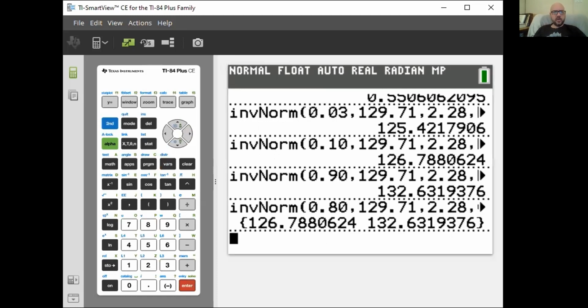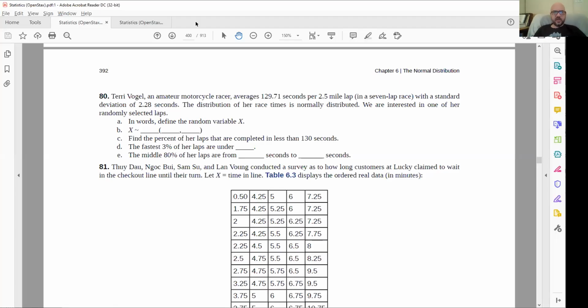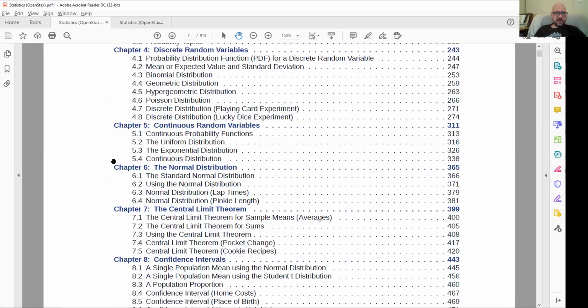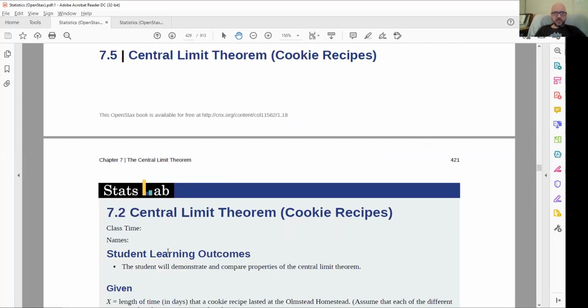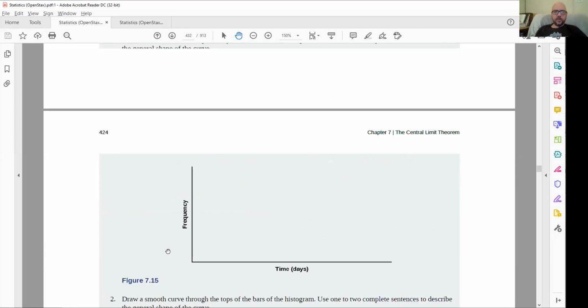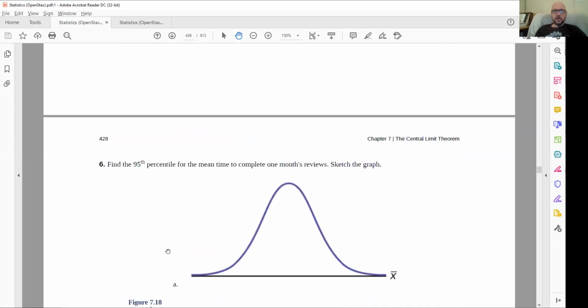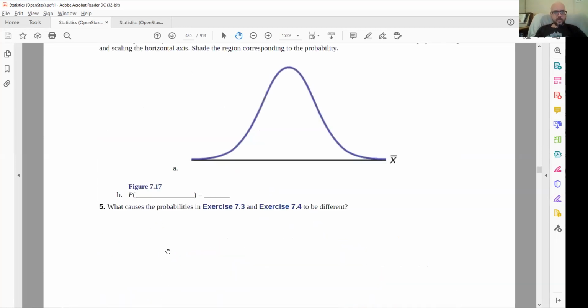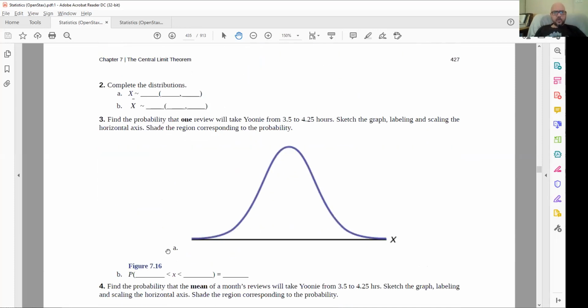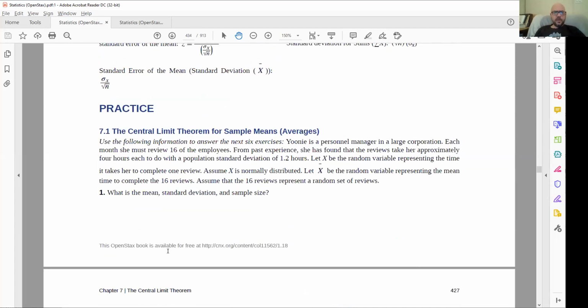All right, that was the last one from chapter 6. Now we are on to chapter 7. So let me go call that up. I should probably have had this one queued up, but I didn't. So this is all about the central limit theorem. And we're starting with this.